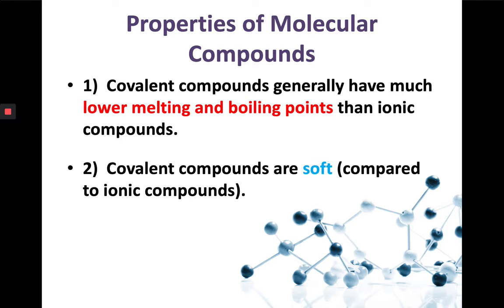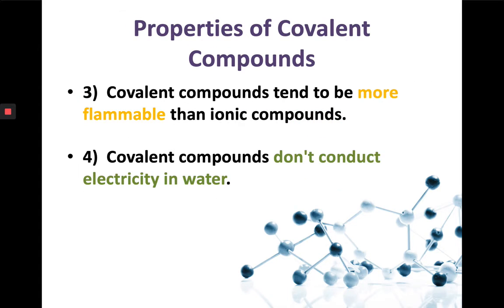So let's start by looking at the properties of our molecular compounds. We can also call molecular compounds covalent compounds. Covalent compounds generally have a much lower melting and boiling point than ionic compounds. They are also a lot softer compared to ionic compounds. They are more flammable, and they don't conduct electricity in water.